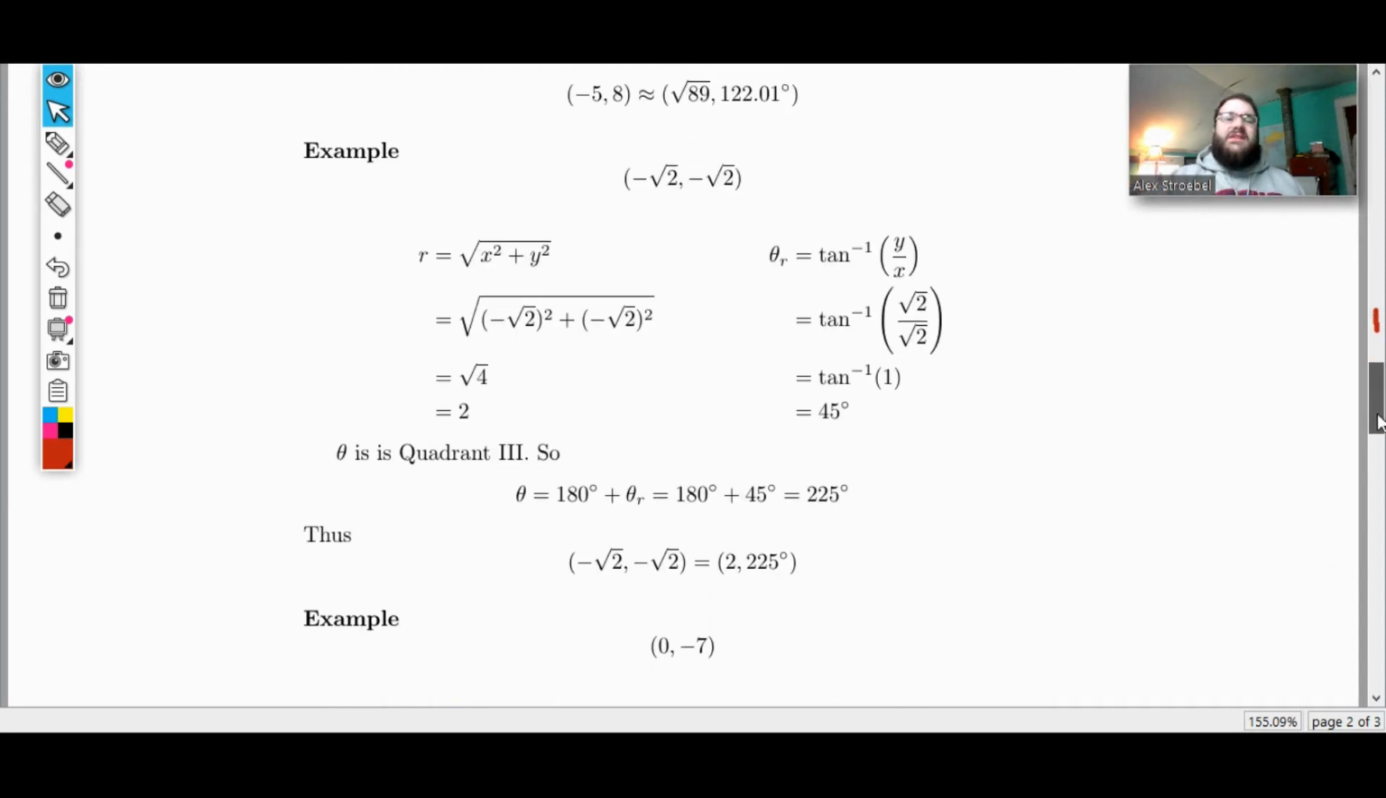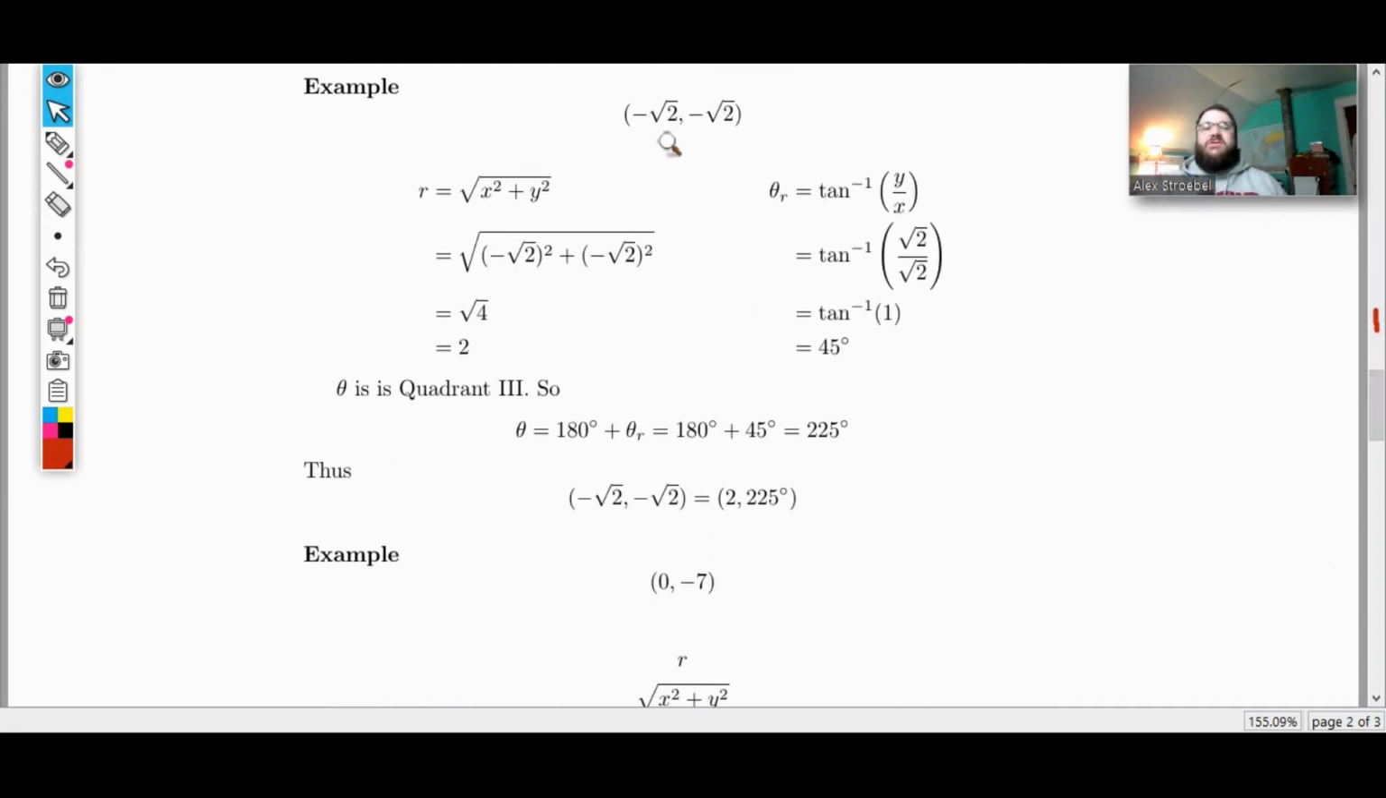Here is another example where we have the point -square root of 2, -square root of 2. Our r is just going to be the square root of x squared plus y squared, so square root of 2 squared plus square root of 2 squared. We get 2 plus 2 is 4, the square root of 4 is 2, so our r is 2. Then we take y over x, square root of 2 over square root of 2. That gives us 1. The inverse tangent of 1 is 45, so our reference angle is 45.